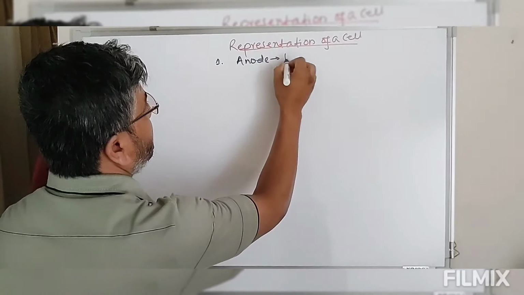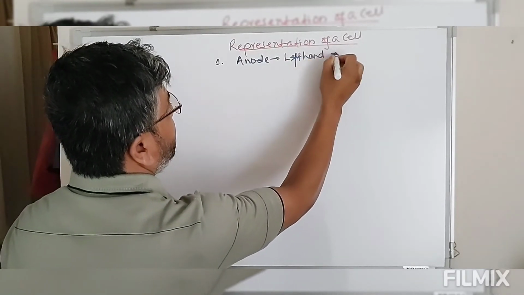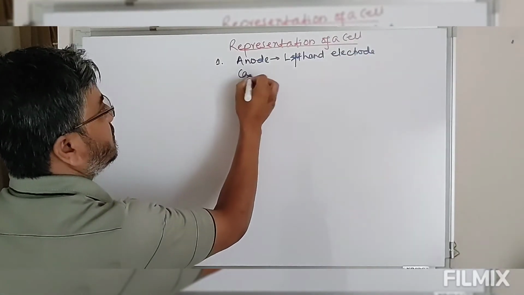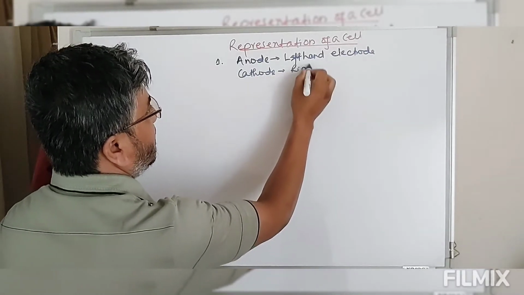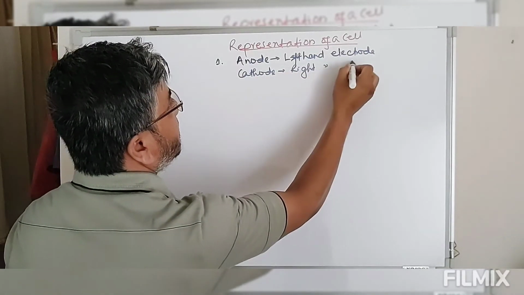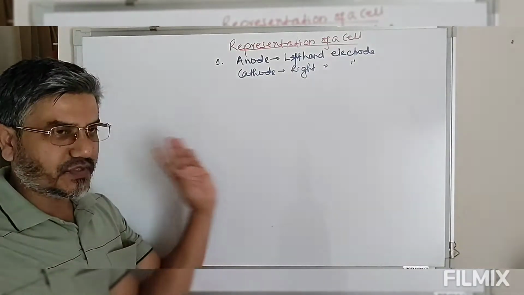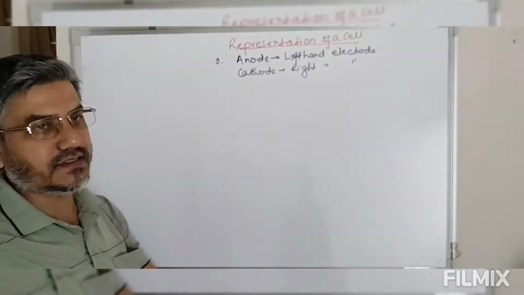Anode, left hand electrode; cathode is right hand electrode. So whenever we represent a cell, anode should be written on the left hand side, cathode should be written on the right hand side.